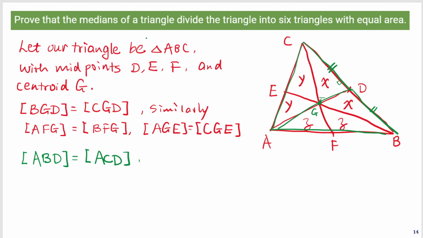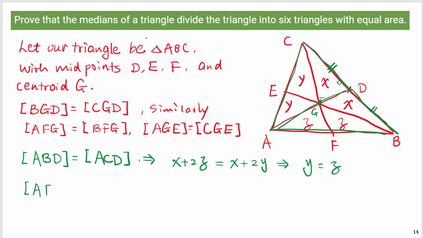So what does this tell us? This tells us that ABD is X plus 2Z, right? ACD is X plus 2Y, right? And if we cancel X and divide both sides by the same number 2, this gives us Y equals Z, right?